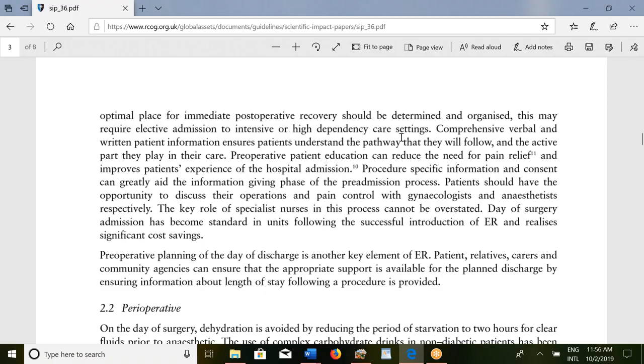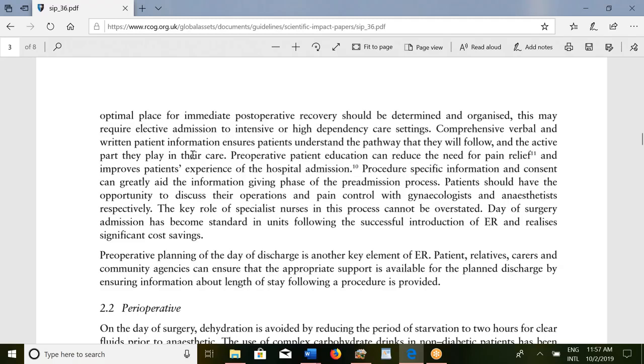So then comprehensive verbal and written patient information should be given. So that is the purpose that we are giving patient information leaflets to them before surgery because they should understand the procedure, they should know what they will expect, and then we have to give them education on how they can reduce the need for pain relief, and we want to improve the experience of the patient's stay in the hospital also. So procedure specific information and consent can be very helpful. Consent should be given in very simple language, and they should explain what will happen, what she should expect.